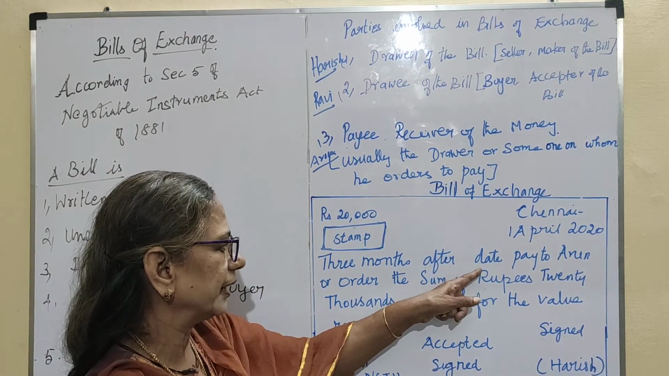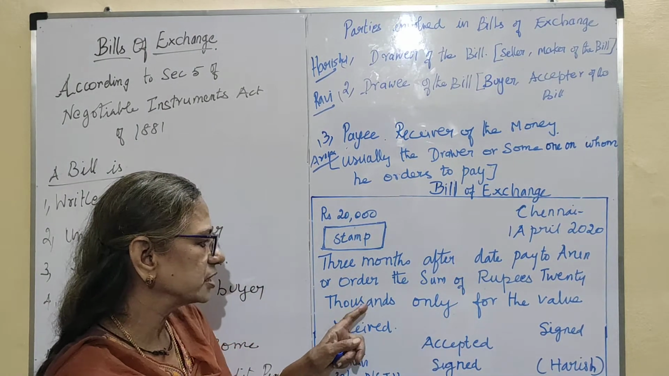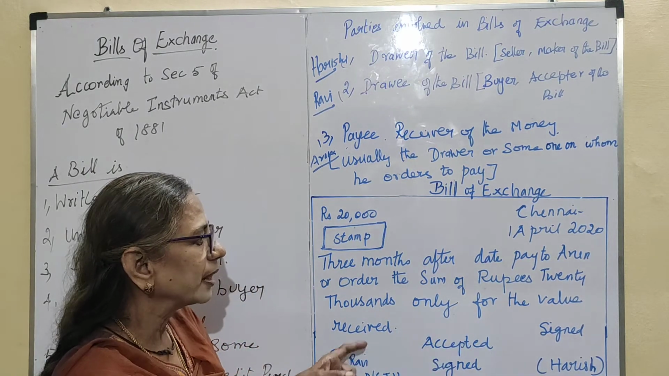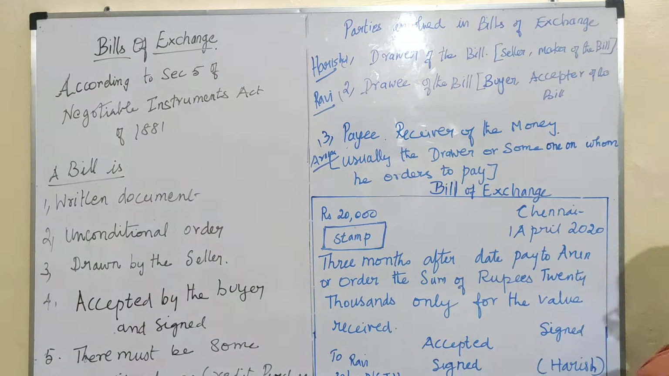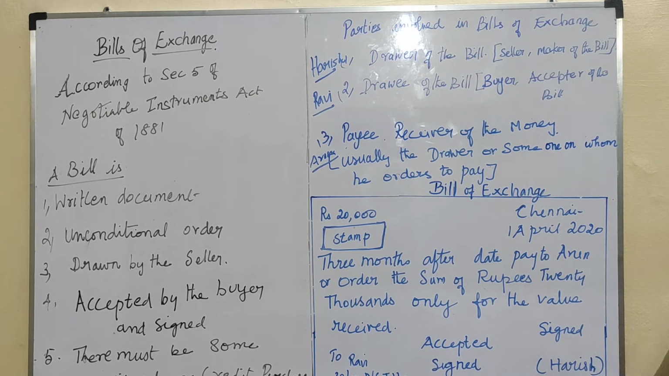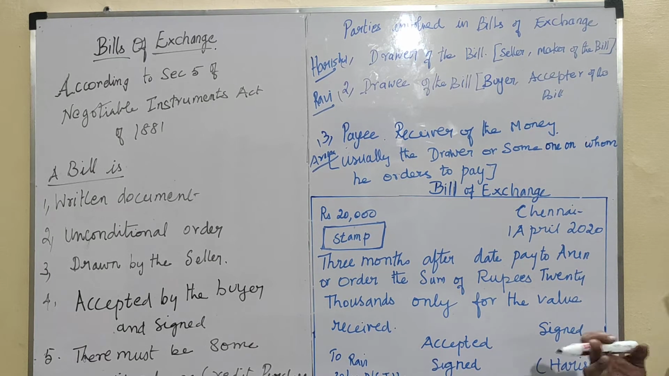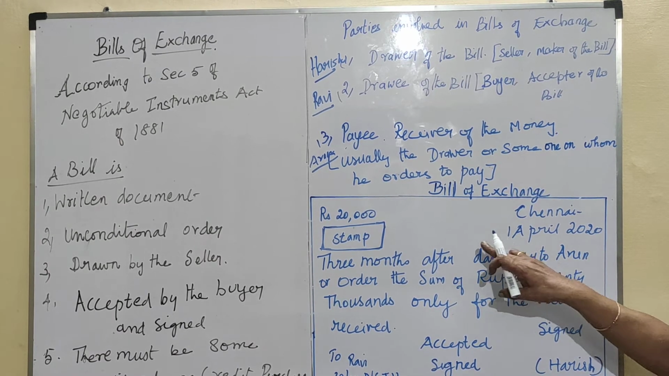Three months after the date, pay to Arun or order the sum of rupees 20,000 only for the value received. On April 1st he makes the bill. Pay after 3 months means full April, May, June. After June he has to pay the money. There will be some grace time, not directly on the 1st. April, full May, full June, so July 1st is supposed to be the payment date. It's not exactly July 1st; 3 days of grace time will be given, and on 3rd or 4th July they have to pay the money.